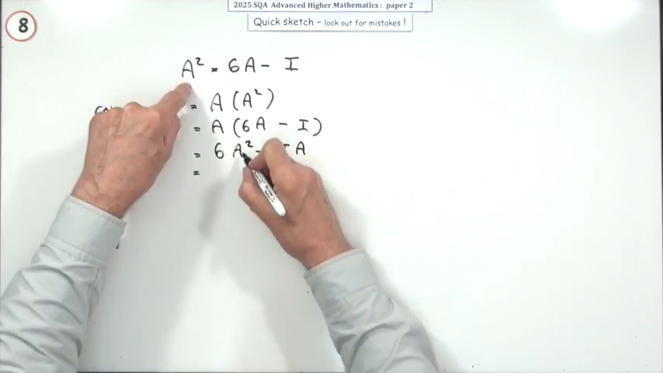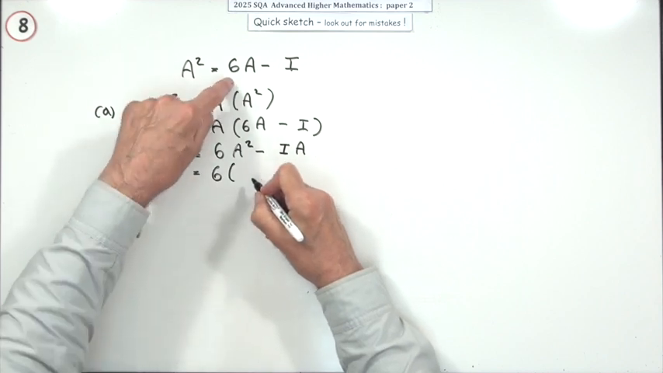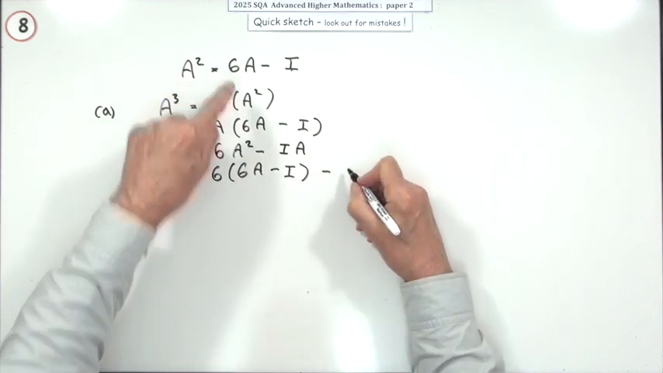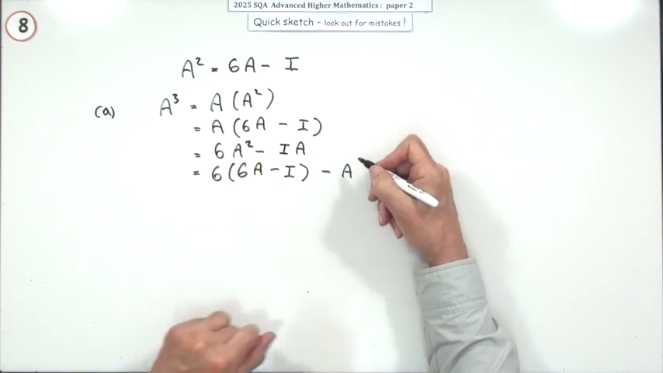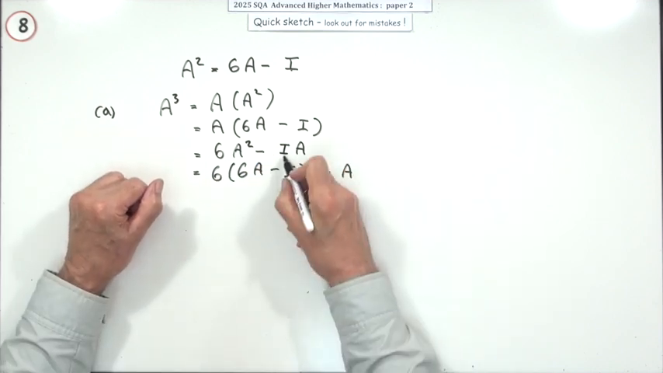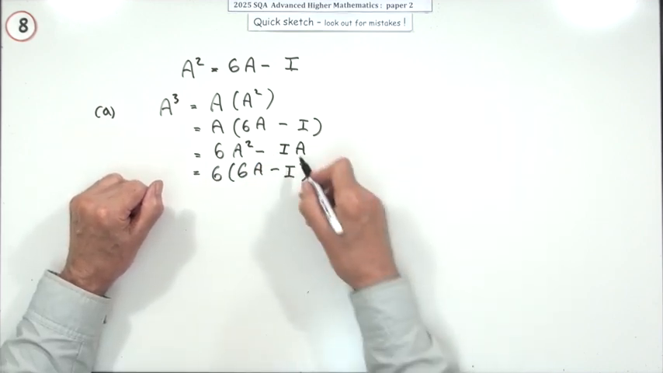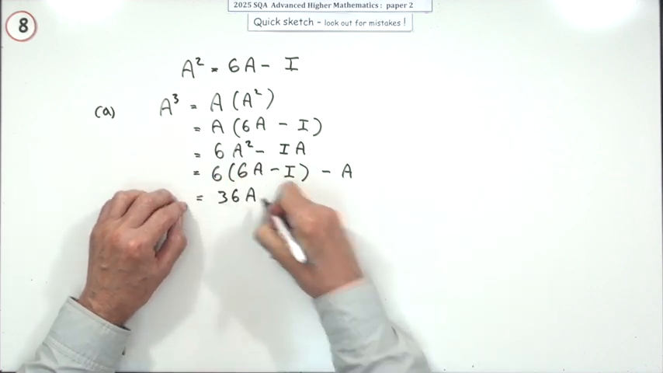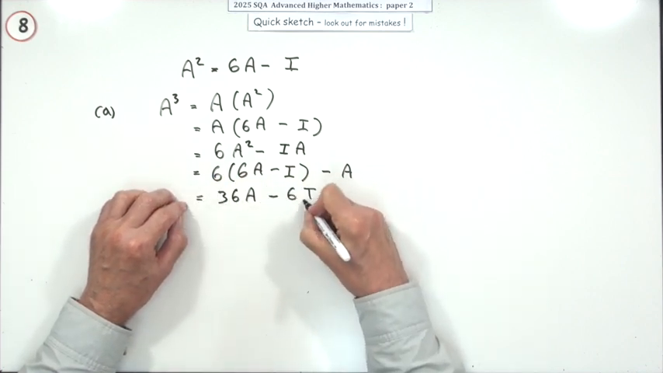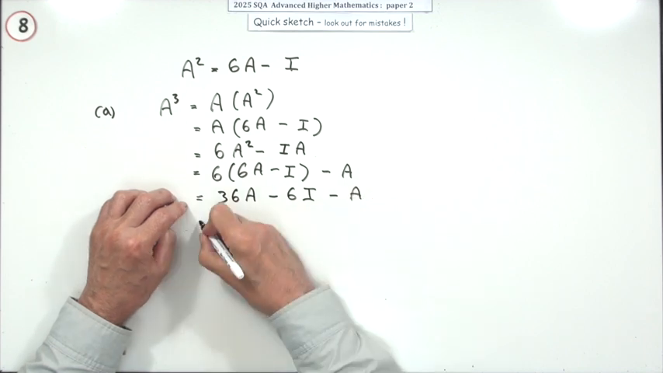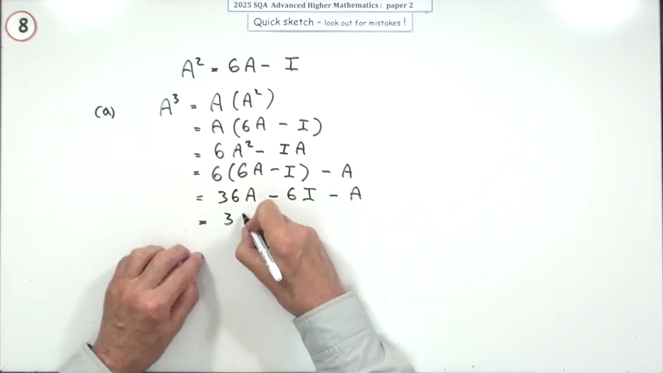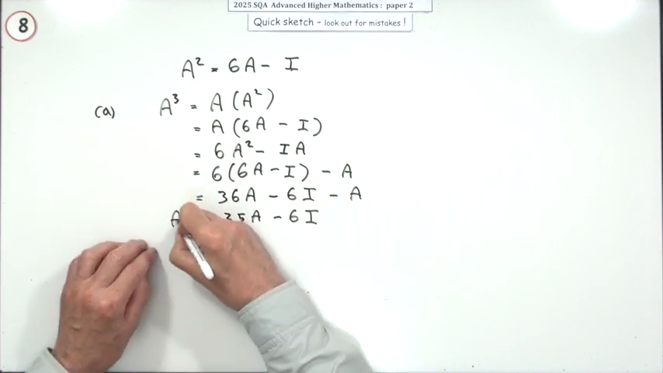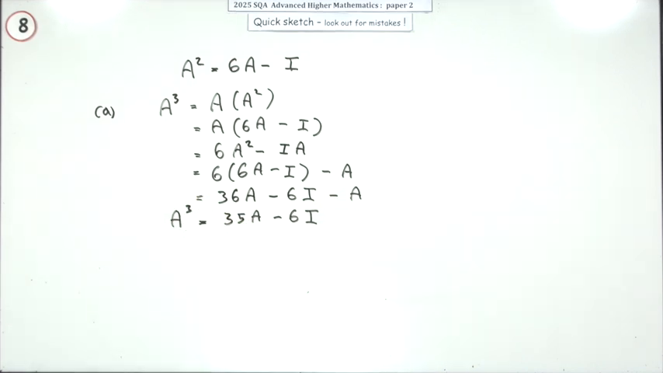And then I can substitute that back in. So I've got 6 times, and then I've got 6A minus I minus, but that's an A, the identity element for multiplication, leaves it unaffected, so it remains A. So now I've got 36A minus 6 lots of I minus A. So altogether I've got 35 lots of A minus 6I for A cubed.